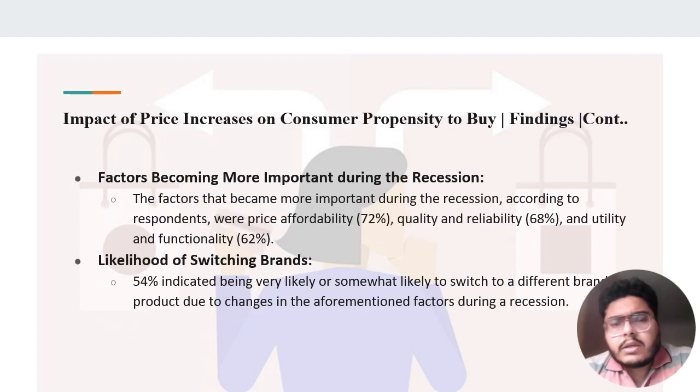So we found that the factors that become more important during a recession are price affordability, quality and reliability, and utility and functionality. That was 72%, 68%, 62% respectively. There was another important insight from the research: 54% indicated being very likely or somewhat likely to switch to a different brand due to changes in the aforementioned factors during the recession.